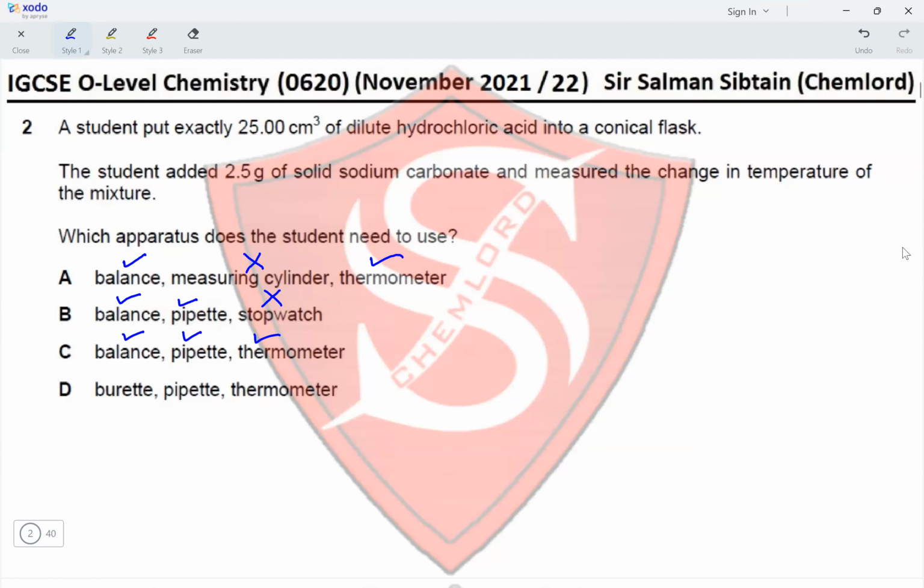And the last one is burette, thermometer. A burette or pipette, either will be okay for measuring 25.00 cm cube of hydrochloric acid. So what is missing is a balance, and burette and pipette are both unnecessary, as only one of them is required. So this makes option C the correct option for this question.